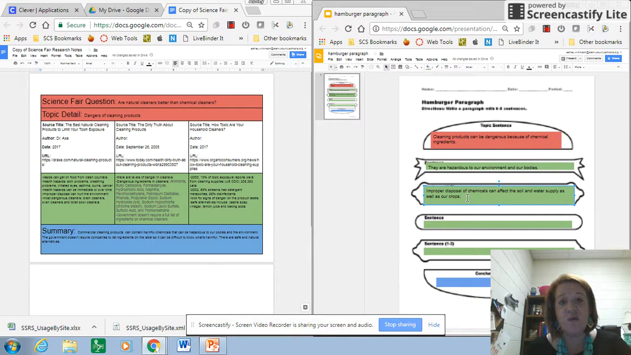Because people don't dispose of chemicals or throw them away properly, it can actually get into the ground, which can affect our crops and our vegetables and our food, and it can get in the water supply, which can affect us in that way too. So now let's talk about how it's harmful to our body.